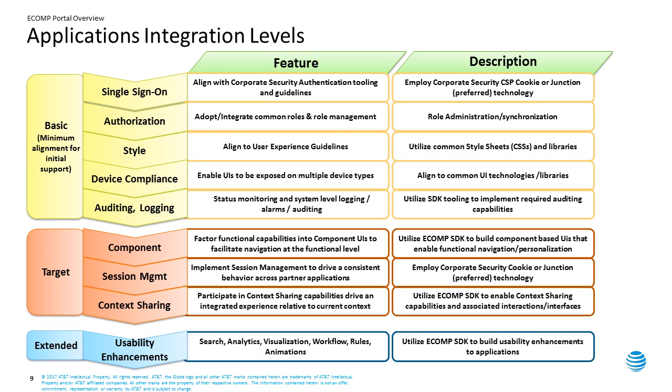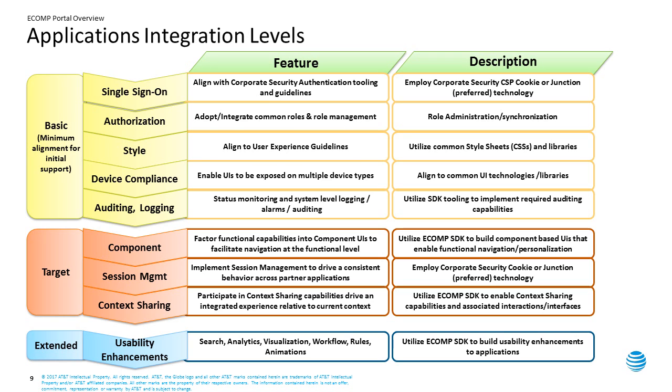Note that all these integration features are provided by application to get onboarded onto ECOMP portal by the framework as well as the SDK. So let's start by looking at the 5 features which are required for basic integration. The first one is single sign-on, which allows the application to be accessed through a common single sign-on and authentication process. The second feature is authorization, which essentially allows the application to adopt and integrate the common roles and user role management functions.